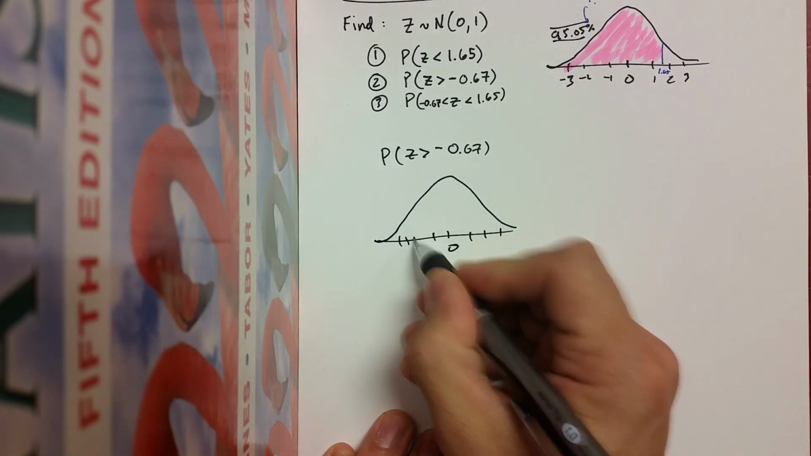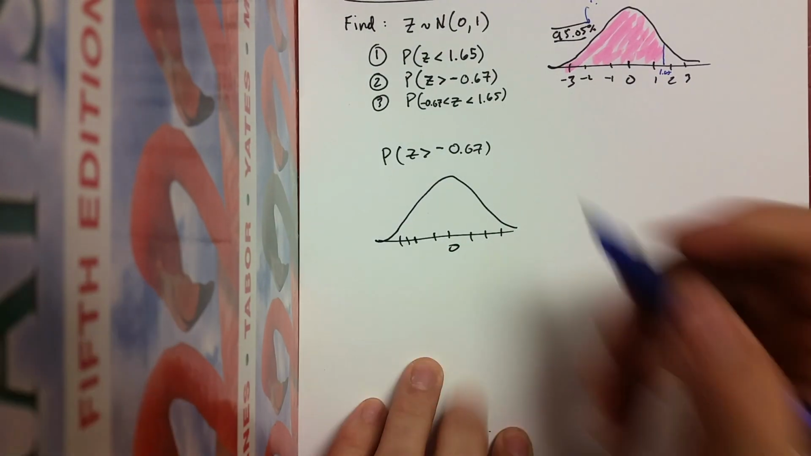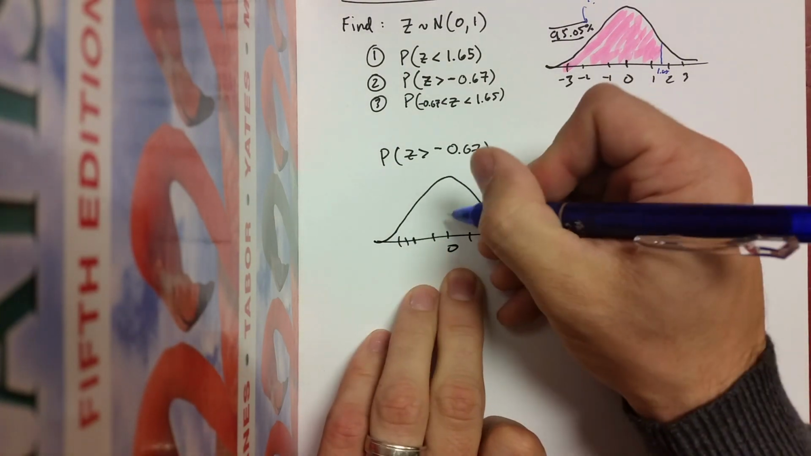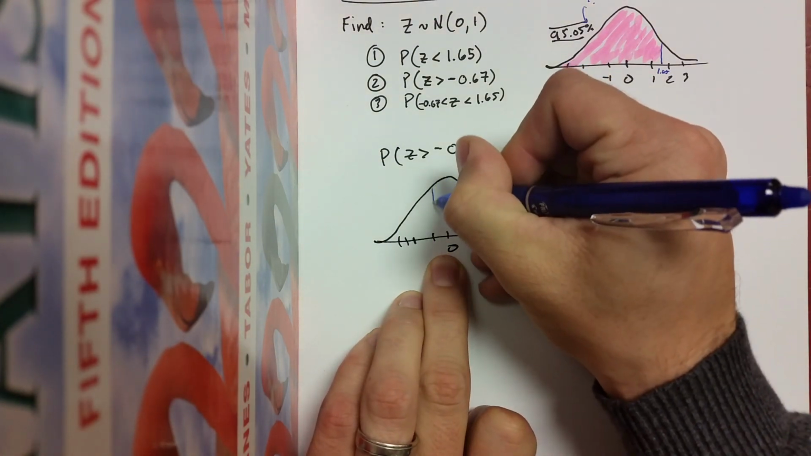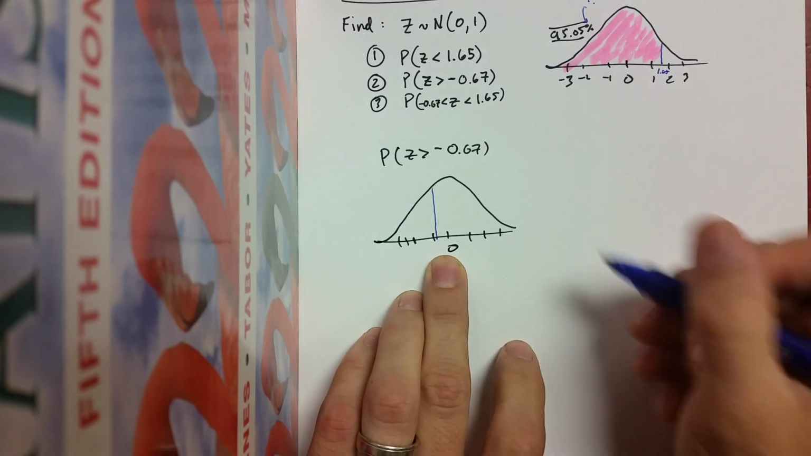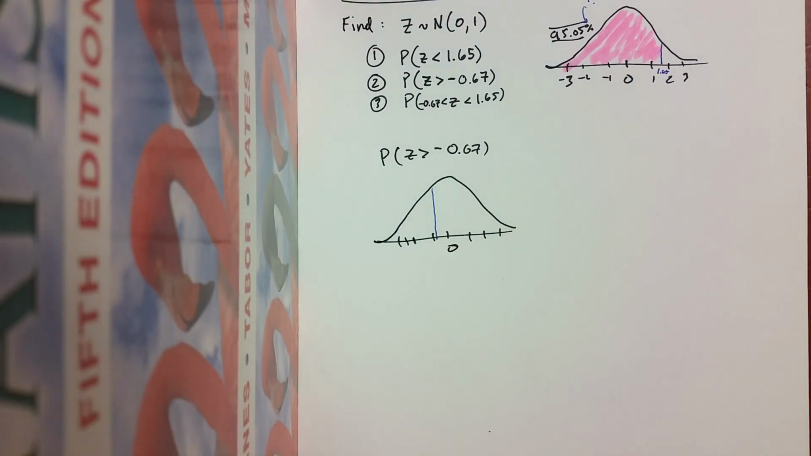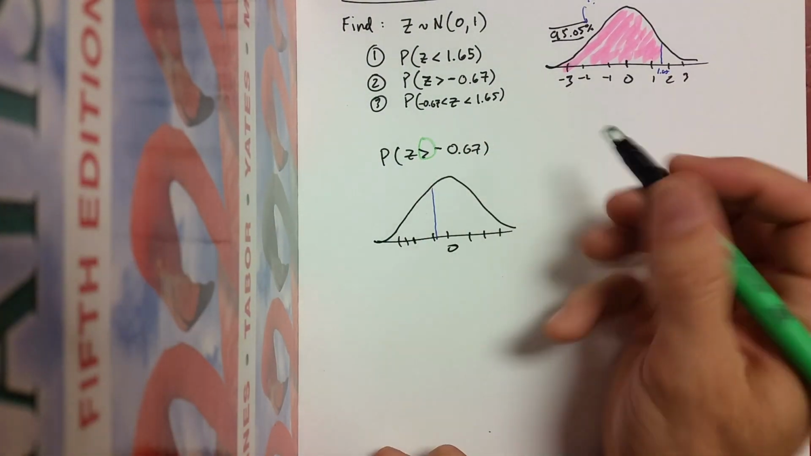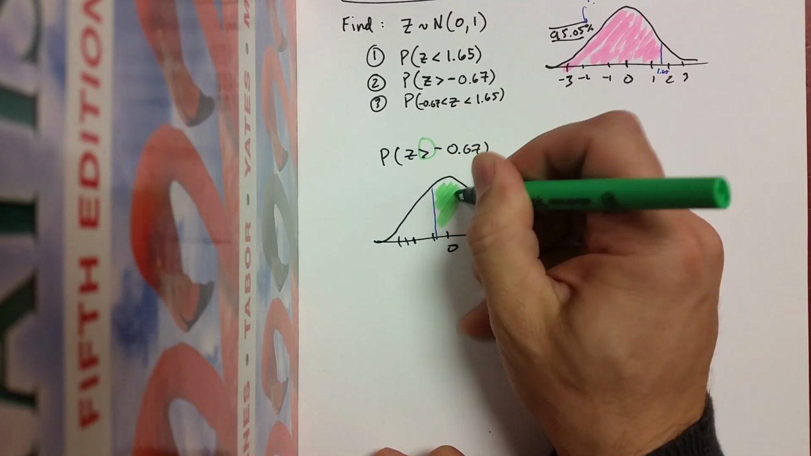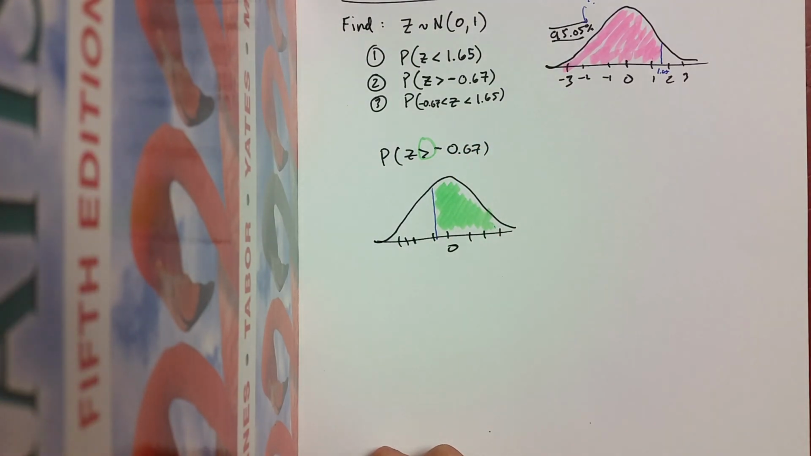Negative 0.67 would be right about here. Wow, this is a sucky drawing. I apologize, but so be it. I'm going to use green this time. Notice this time I want greater than, so I'm going to shade everything to the right.